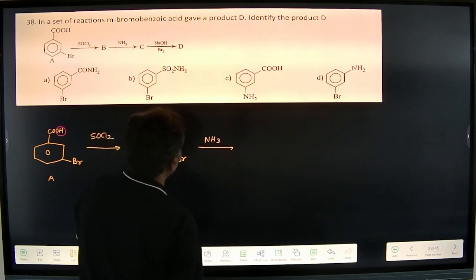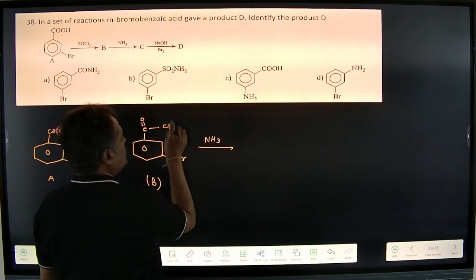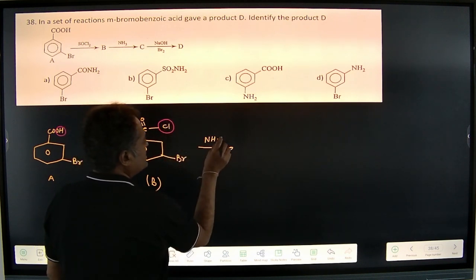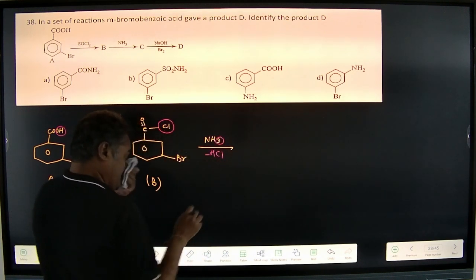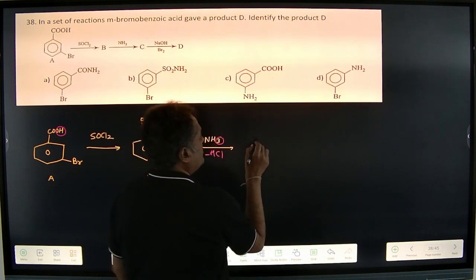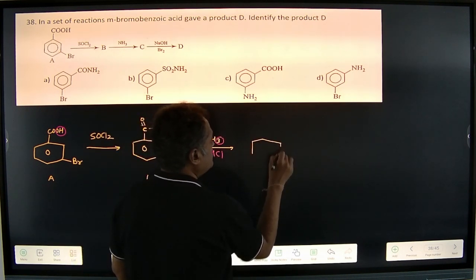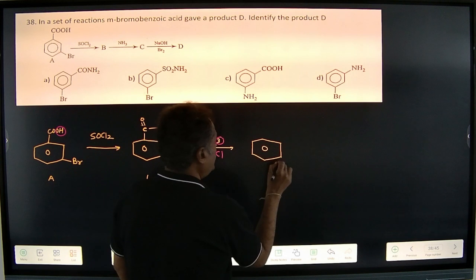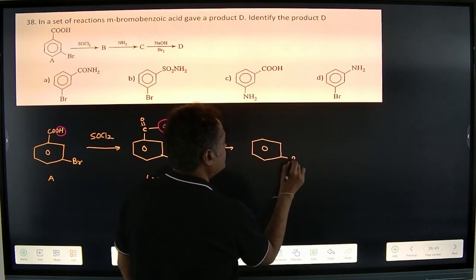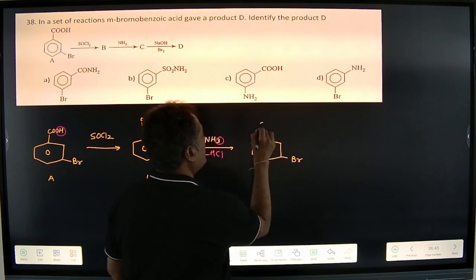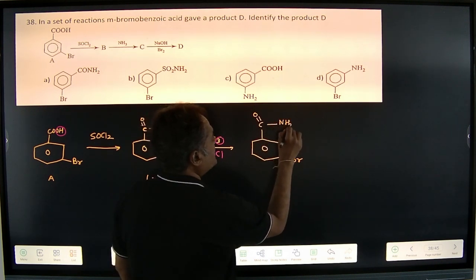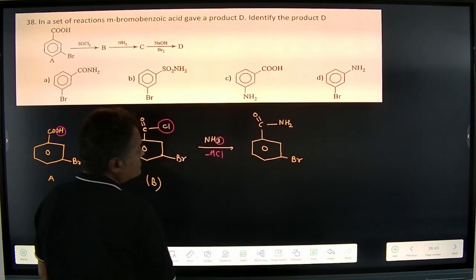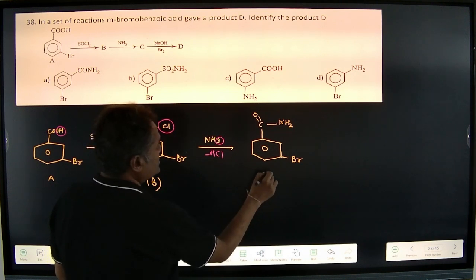Now, one very common reaction we know is what? You have got your Cl and this H getting lost as HCl. So, the product obtained in this case would be nothing but what? A benzene containing a Br, and over here you will have an amide group. Is it clear? So, this becomes your product number C.